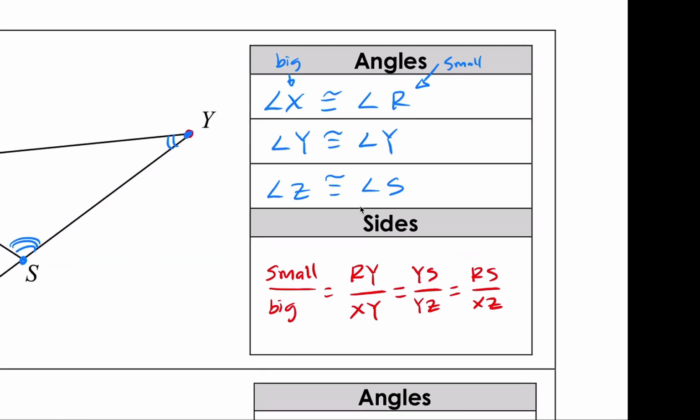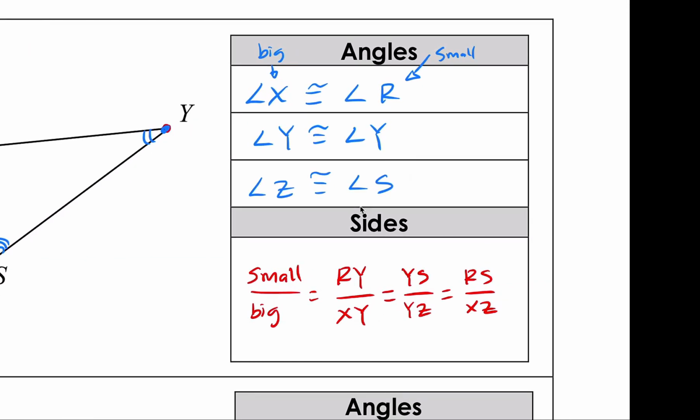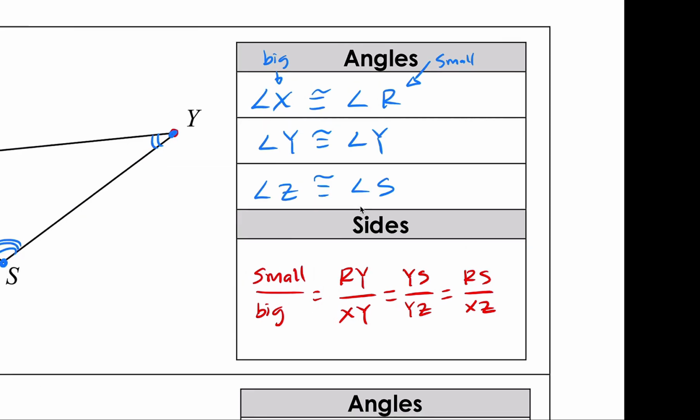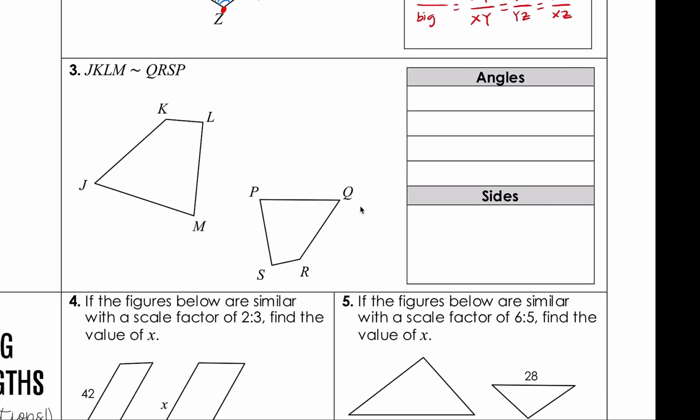So those angles are congruent and those sides are proportional, meaning we have to make ratios that are equal to each other, with the small side on the top and the corresponding big side on the bottom. RY over XY is the same as YS over YZ, and that ratio is the same as RS over XZ. Okay, let's try one more.